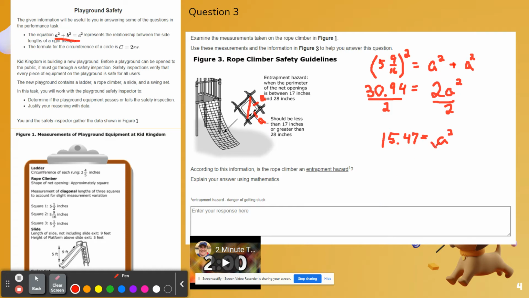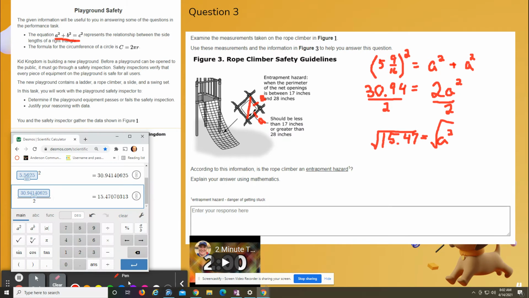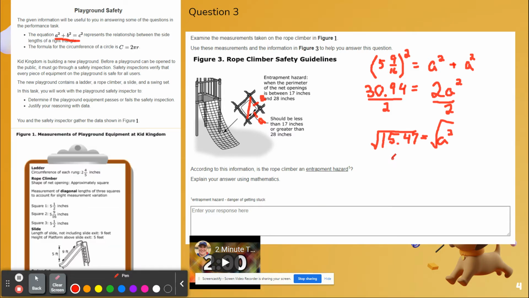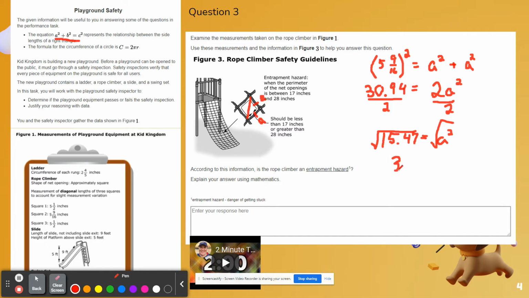Now, then you're going to do the square root of both sides. You're going to hit return, square root, answer, and you get 3.93. 3.93 is equal to A. This is one side of this square.